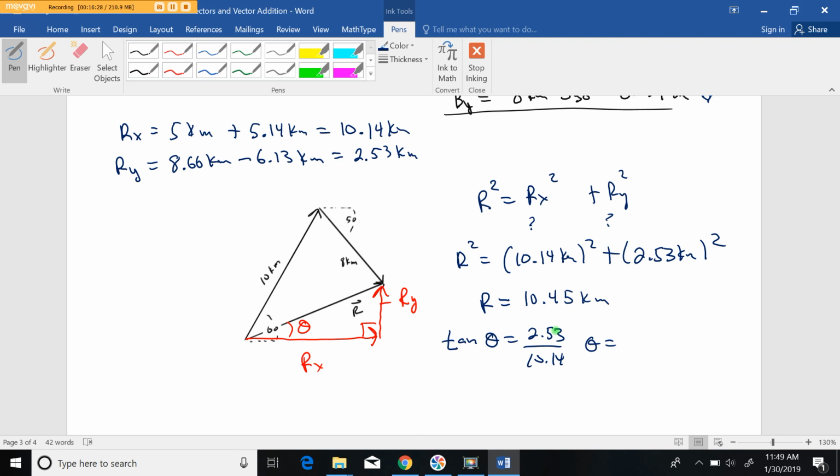Okay, and I get about 14 degrees. Inverse tangent of 2.53 over 10.14. Yep, looks like about 14 degrees. And I just like to put DAS, which stands for direction as shown. That's 14 degrees counterclockwise from what I would call the positive x direction. You could also put a little picture if you wish, like here's the plus x direction, there's our vector r, there's the resultant, or there's the angle theta.